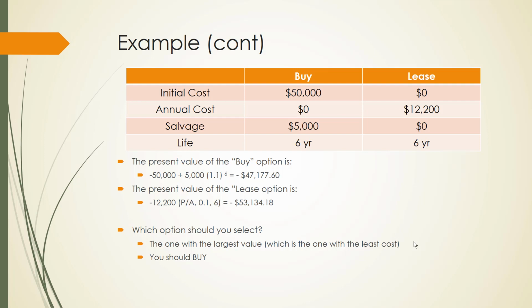For the lease option, I don't have anything for the present. I don't have any salvage, so no future value, but I do have this annuity of $12,200. When I look at that for 6 years at 10% interest, the value is negative $53,134.18. So I want to choose the one that has the largest value, but in this case, these are all negative, so it's the one with the lower cost. So therefore, the lower cost is in this case to buy the equipment.